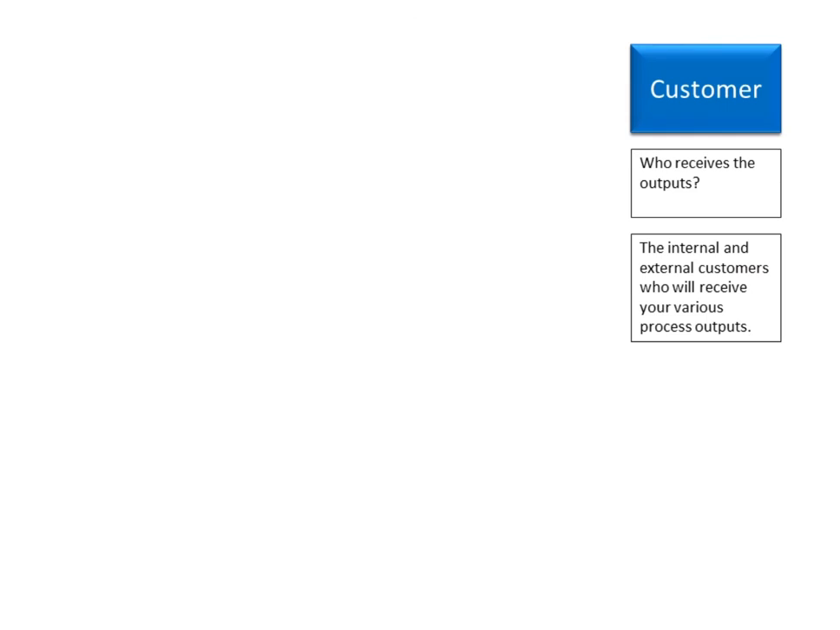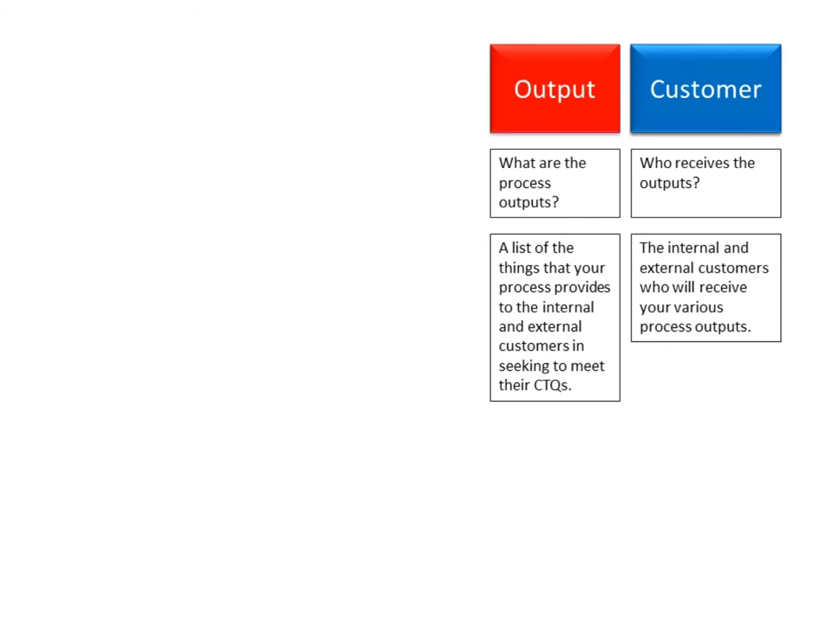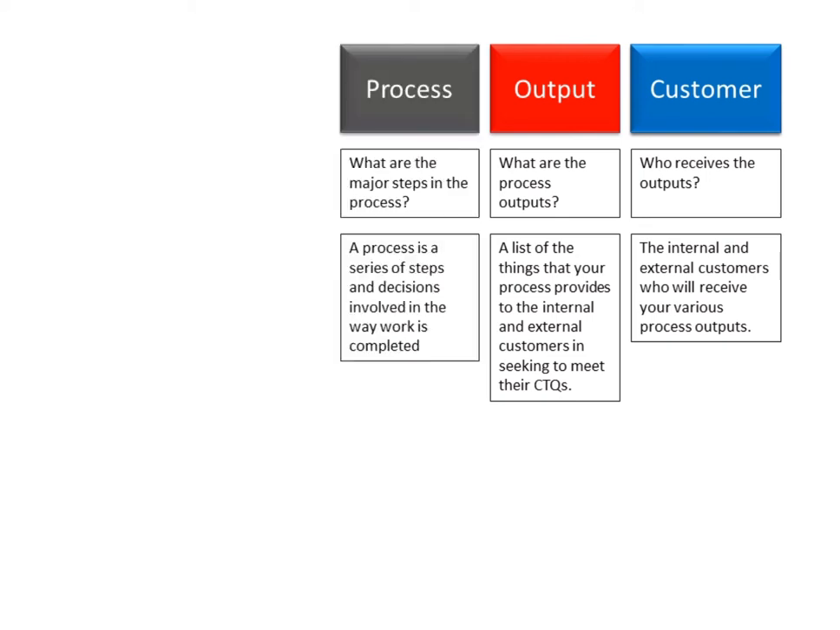Customers are the internal and external customers who will receive your various process outputs. On the other hand, outputs are the results of the process. A list of the things that your process provides to the internal and external customers in seeking to meet their CTQs. Furthermore, process is a series of steps and decisions involved in the way work is completed. Capturing the steps in the middle of the SIPOC diagram provides an overview of where the process starts and finishes, and what it involves. Make sure you only list the few vital, general steps, no more than 10, and that you don't go into too much detail.